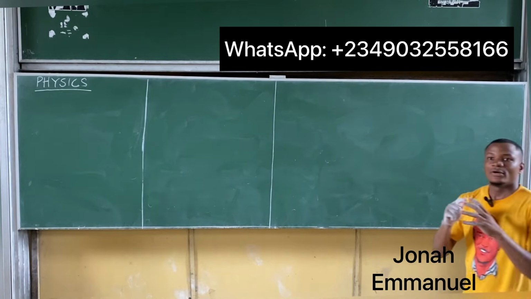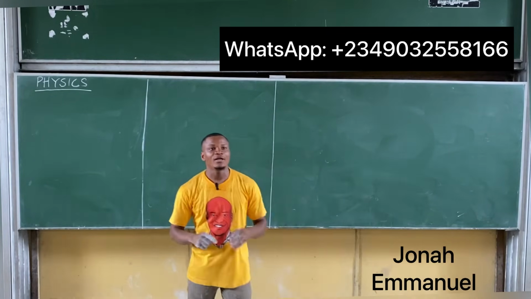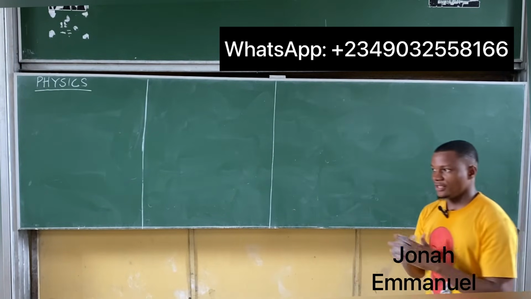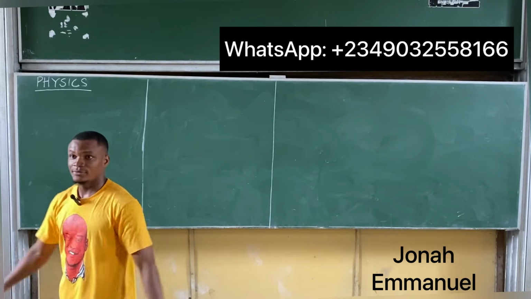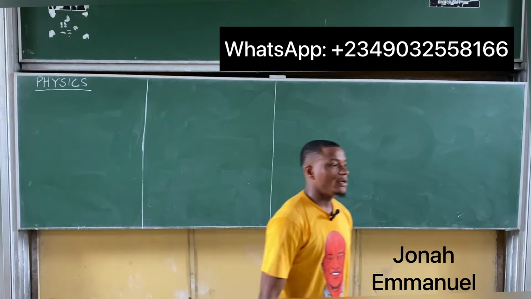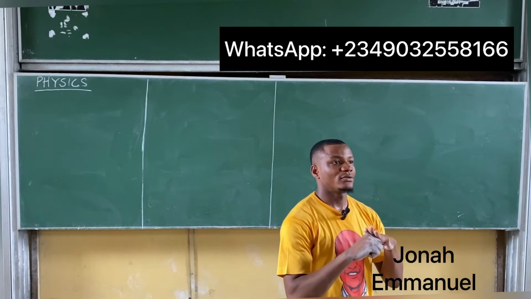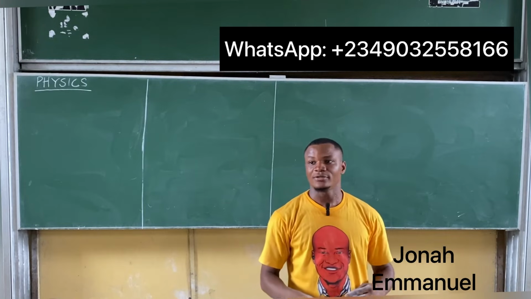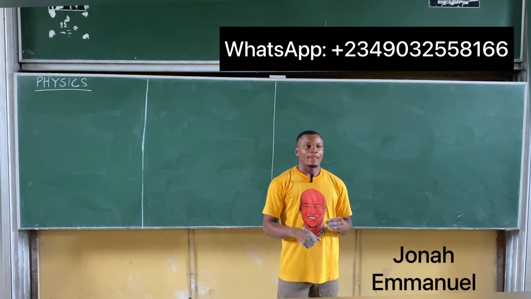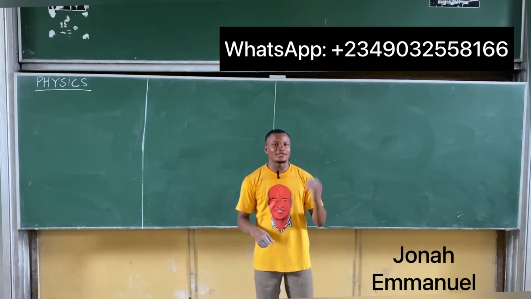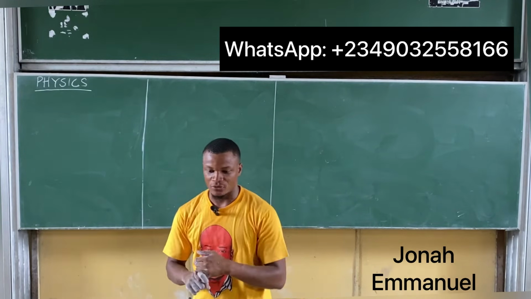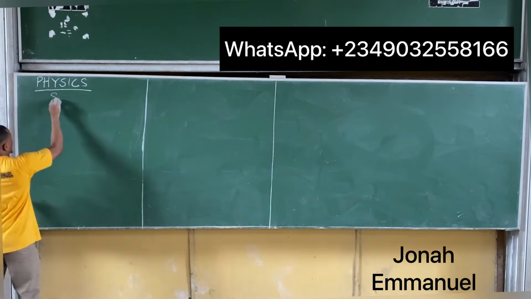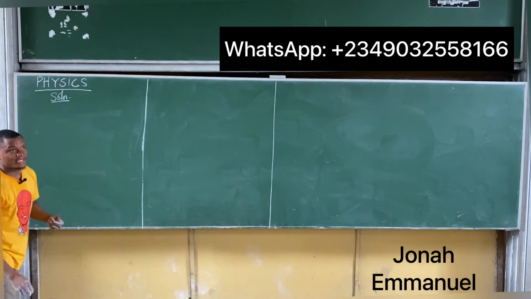Example 2. Find the force of attraction between an alpha particle and an electron 20 cm apart. All right, let's get this done, please.